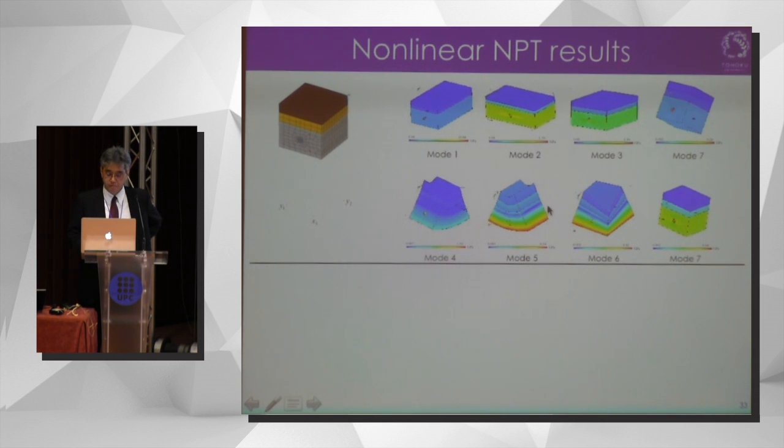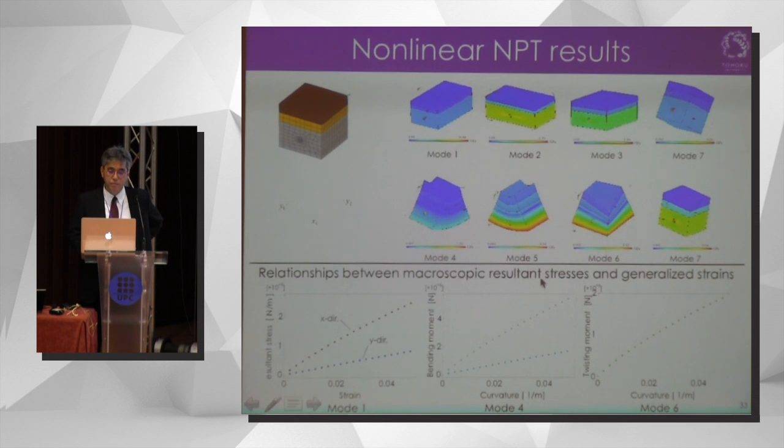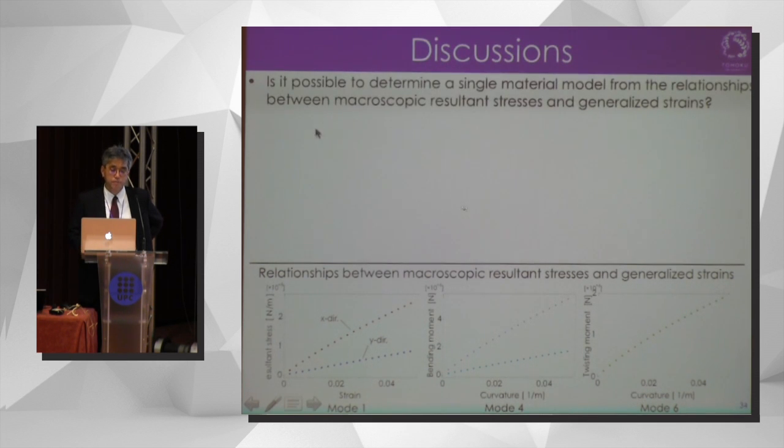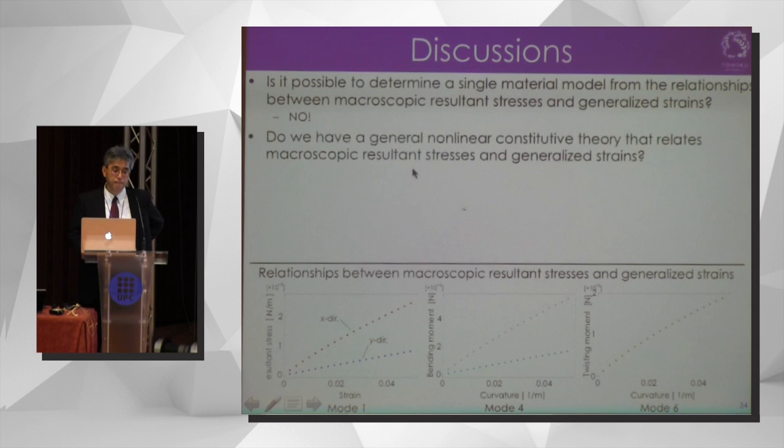microscopic deformation. These are the corresponding relationships between the macroscopic resultant stresses and generalized strain, which exhibit weak nonlinearity. Okay. Then the question is, is it possible to determine a single material model from these relationships between macroscopic resultant stresses and generalized strains? The answer would be no. Then the next question, do we have a general nonlinear constitutive theory that relates the macroscopic resultant stress and the generalized strain? The answer would be no. Then what should we do? Do we go with a fifth scale?